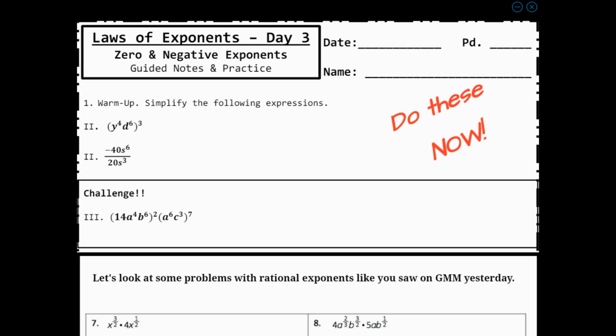We've got, is anybody in here leaving for band? Nobody in this class is leaving for band? Okay.